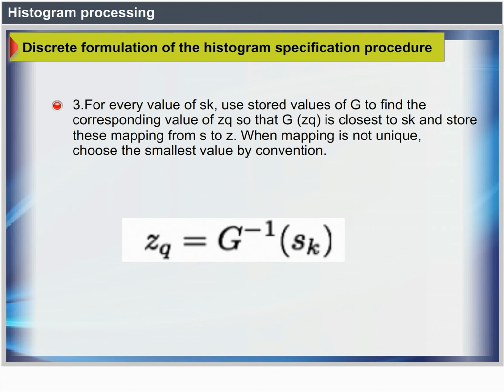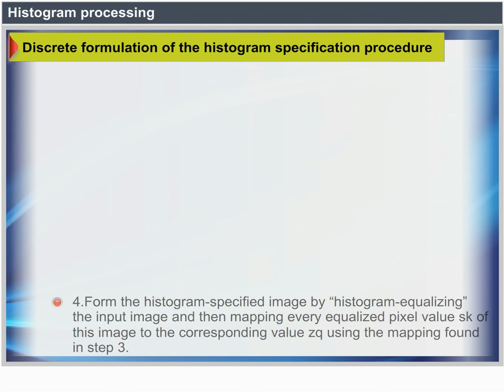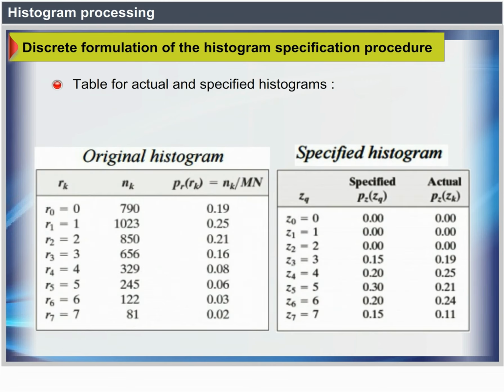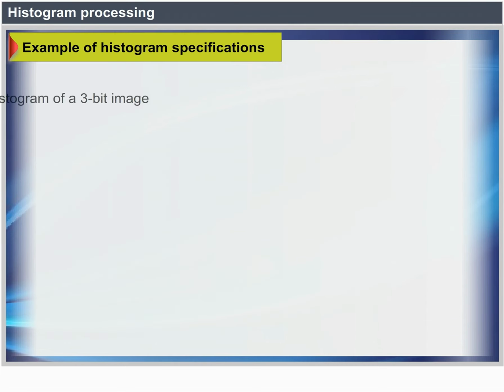Here, the histogram of a 3-bit image is shown, the specified histogram, the transformation function obtained from the specified histogram, and the result of performing histogram specification combined B and D. Step 1. Obtain scaled histogram equalized values, shown on screen. Step 2. Compute all values of G rounded, shown on screen.